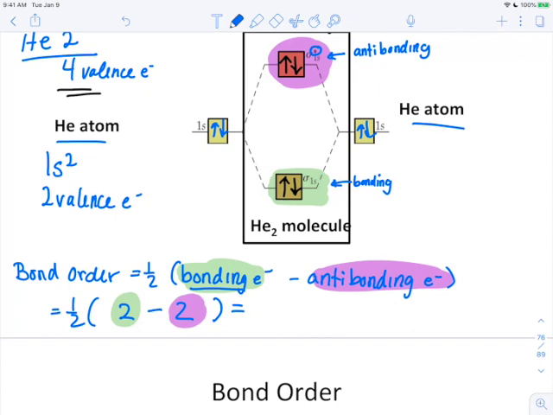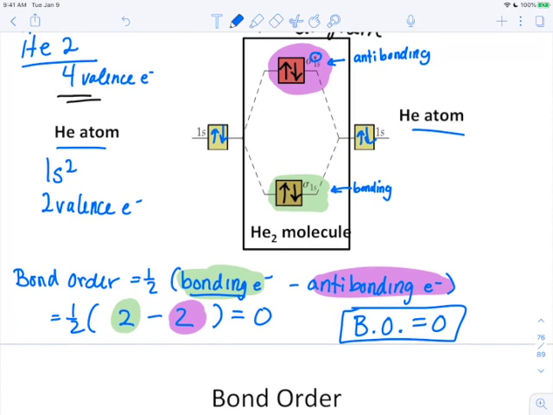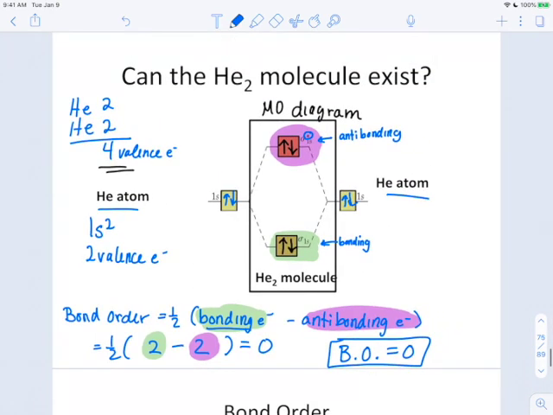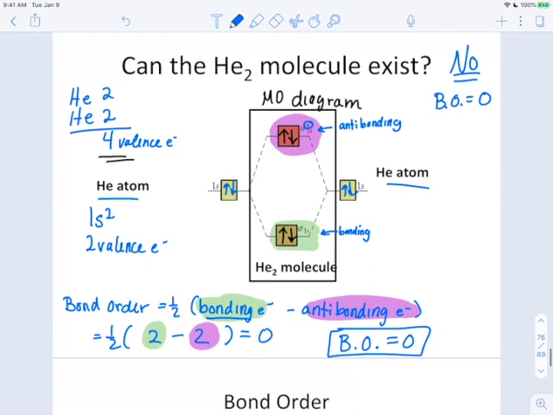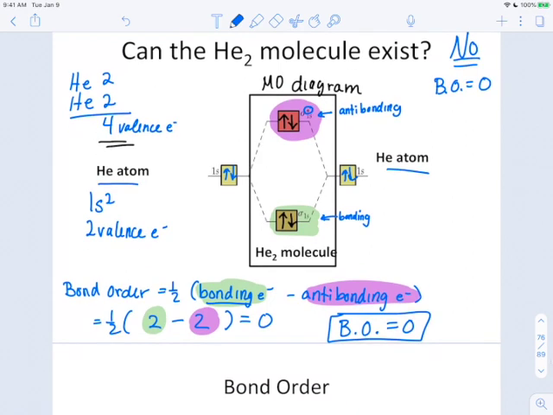All right, so now for our calculation, 1/2 of 2 minus 2 equals, and it equals 0. So what this is saying is our bond order equals 0. So when we're saying a bond order is equal to 0, what we're saying is that the bond does not exist. There is no bond. So the answer to our question here, can the He2 molecule exist, is no. And the reason it's no is because the bond order equals 0. Any questions on anything that we've done here with finding our bonding and antibonding electrons, filling in the MO diagram, or doing our bond order calculation?